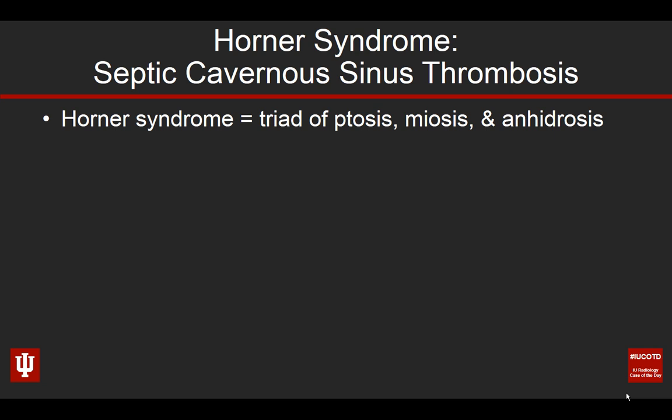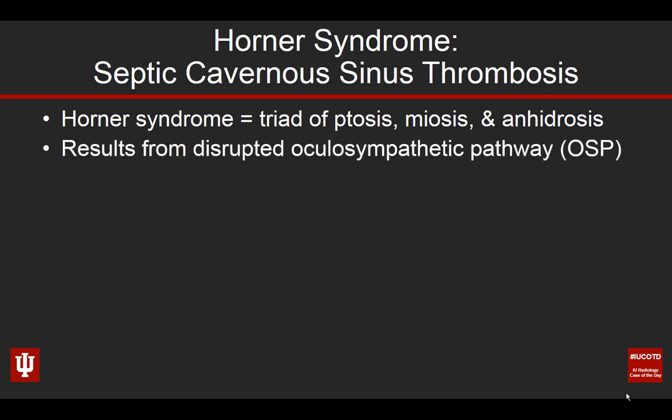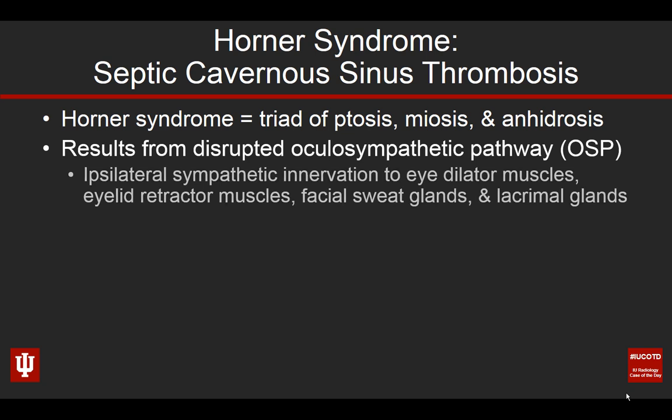Okay, so this patient had Horner syndrome, or a partial Horner, and it was due to septic cavernous sinus thrombosis. So classically, Horner syndrome presents with a triad of ptosis, miosis, and anhidrosis. And you get a Horner syndrome because you have disruption of the oculosympathetic pathway, or the OSP.